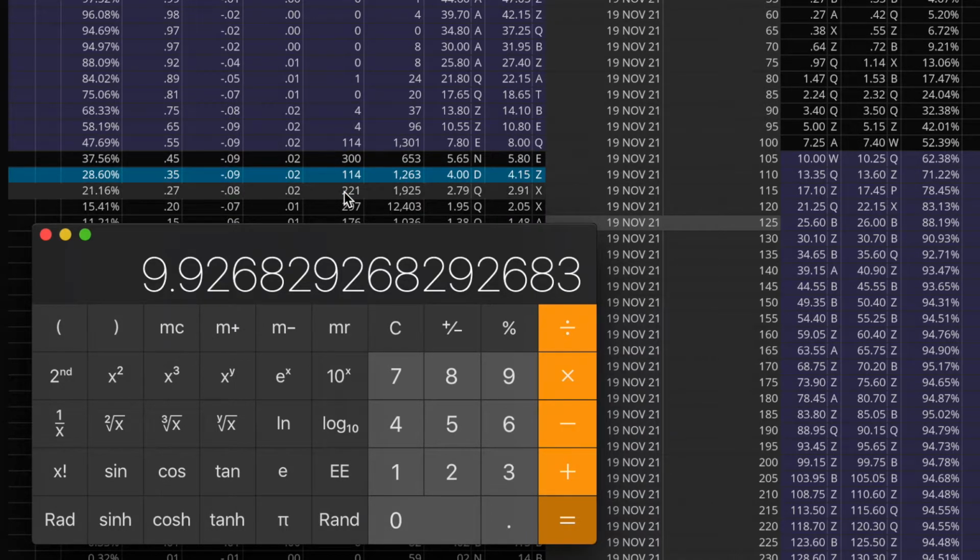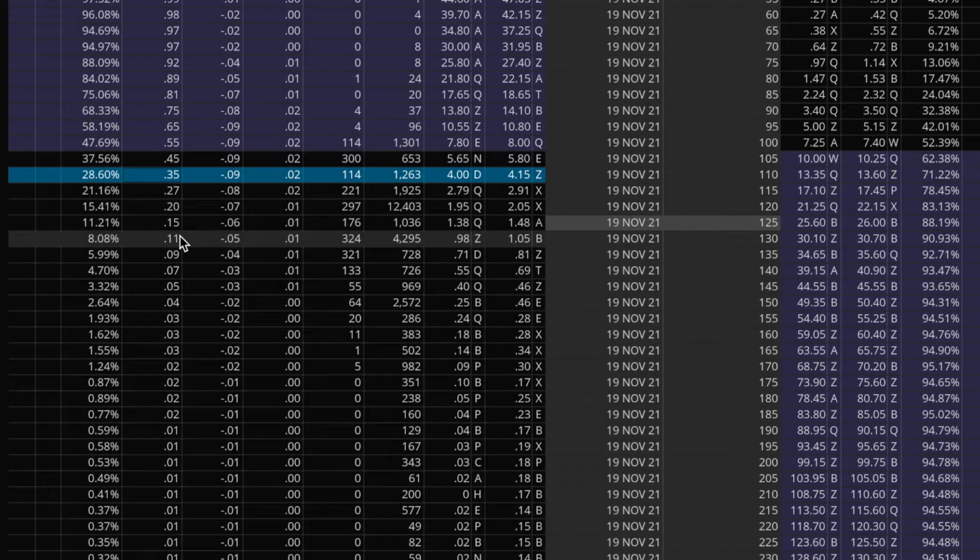So that's the first major difference between weekly contracts and monthly contracts. The second one has to do with liquidity.